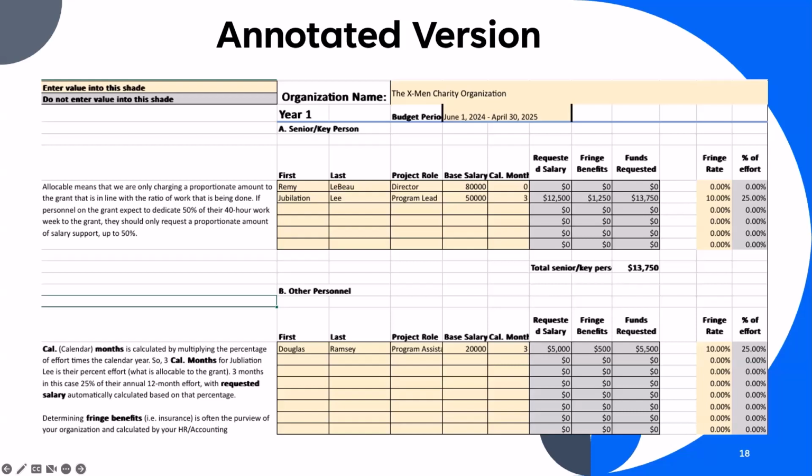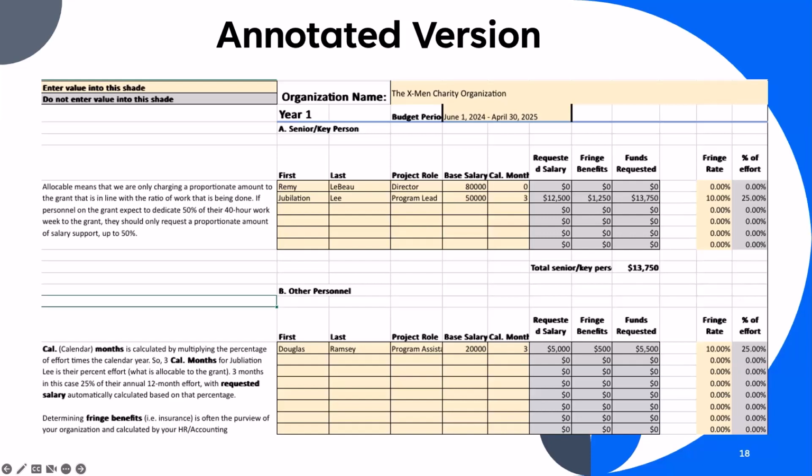And again, section A is your senior key personnel, the people who are doing a huge part of the project or leading it. And then section B, other personnel. So you might have people in other roles who are supporting the project that you're working on. Those people will go under B, other personnel. All right, so in our example, we've already figured out the base salaries for each role. And we're going to say that each one of them is contributing the equivalent of 3 calendar months.